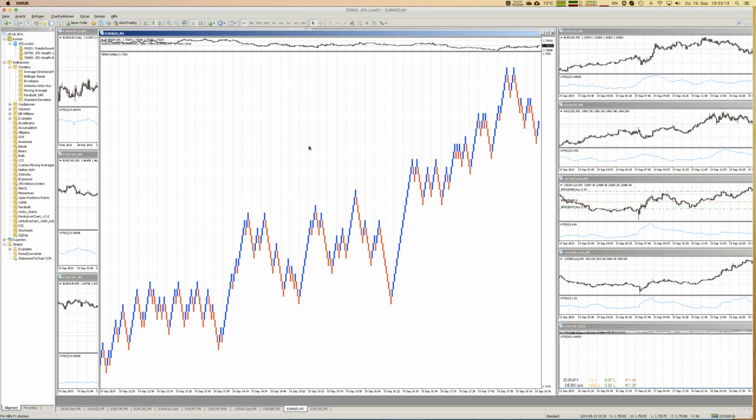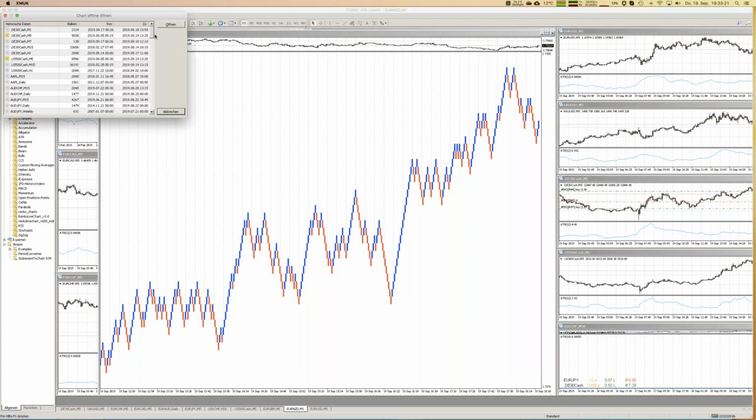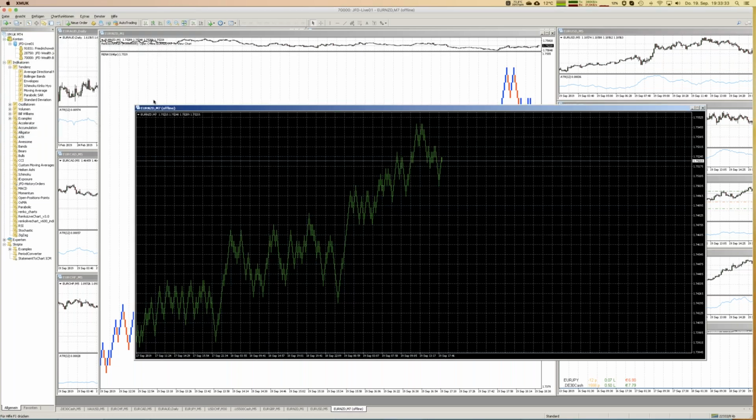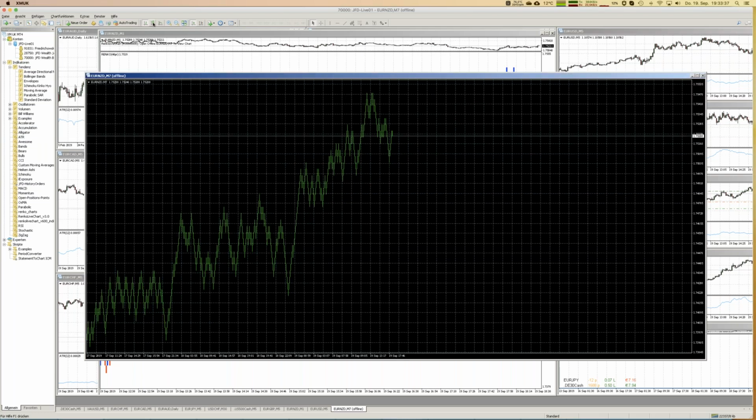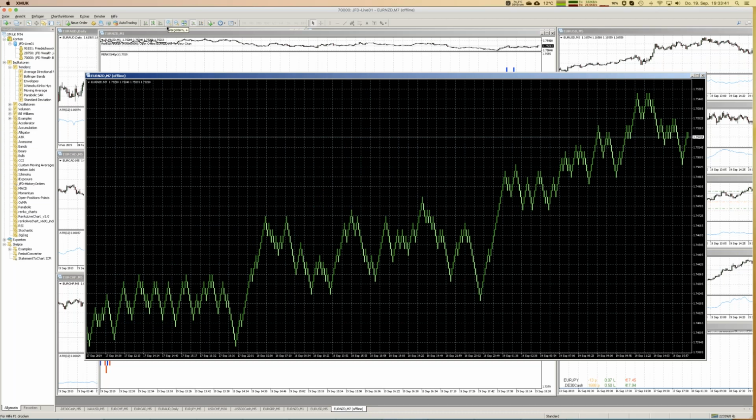And where's the chart? The chart is here. There are the offline charts. And now we have to look for Euro New Zealand dollar, M7, that was indicated in the indicator. And that's the one we have to open. And here we are, we have our Renko chart. This one is really a Renko chart. You will see in a second.